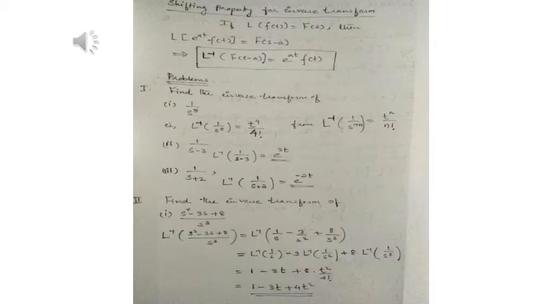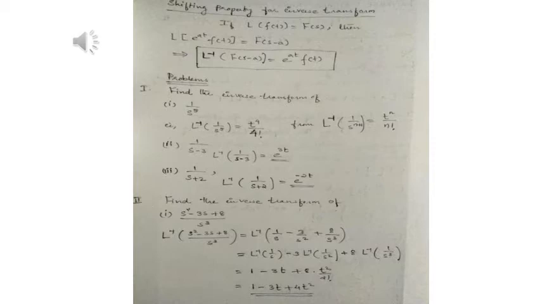Here also, L inverse of 1 by s plus 2 is equal to e raised to minus 2t, because L inverse of 1 by s minus a is e raised to at. So instead of a it is minus 2 here. That means here you have to write s plus 2 as s minus of minus 2. So instead of a it is minus 2, and the answer is e raised to minus 2t. Okay, L inverse of 1 by s plus 2 is e raised to minus 2t, because a is equal to minus 2 here.